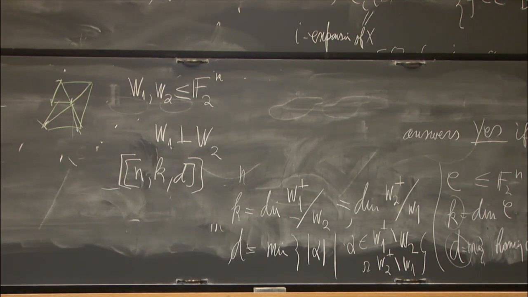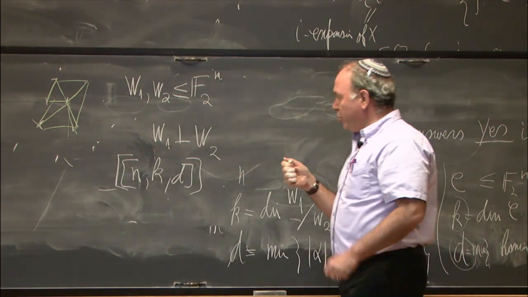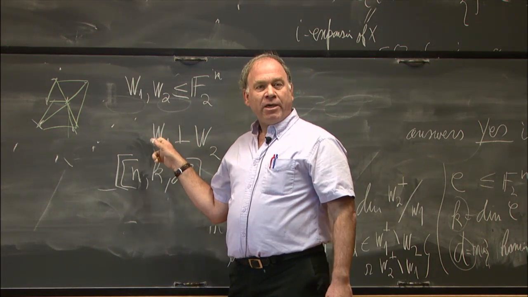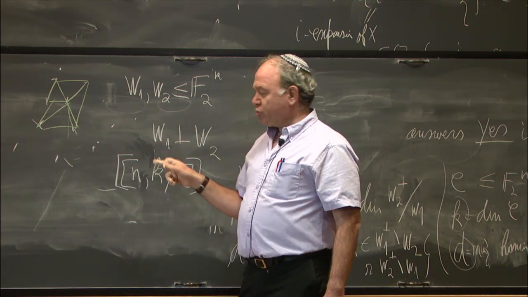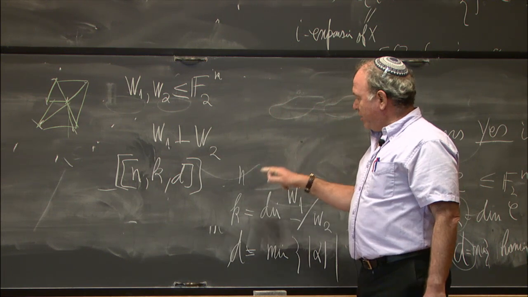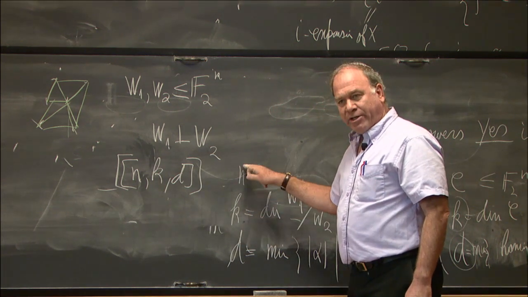And the problem there: find good quantum error correcting codes, which means n going to infinity, and k linear in n, and d linear in n.